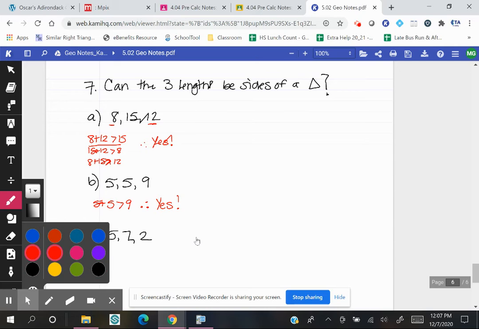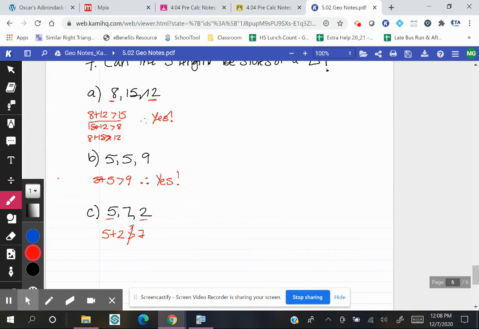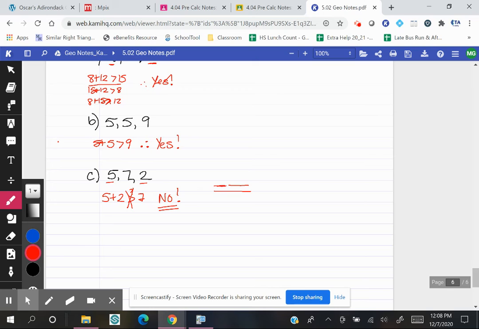5, 7, and 2. Pause the video. Tell me whether or not those three sides can form a triangle. And here you would take, again, your smaller two sides, 5 and 2. And 5 plus 2, is that greater than 7? And this is a little tricky. It is not bigger than 7. 5 plus 2 equals 7. And when we do the theorem, it says the sum of any two sides must be greater than the third. So this is no, it's equal to the third side. So that would be that one where you can't make a triangle because the sum of the two sides equals it. There's nowhere to make your triangle.